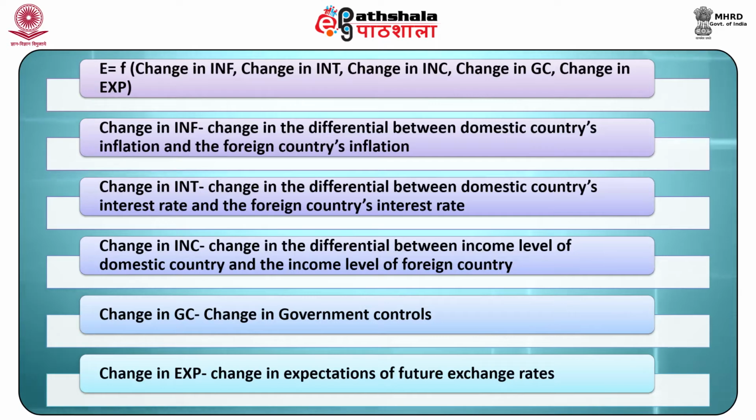The following equation summarizes the factors that can influence a currency's spot rate. E equals a function of change in INF, change in INT, change in INC, change in GC and change in EXP, where E is the percentage change in the spot rate.